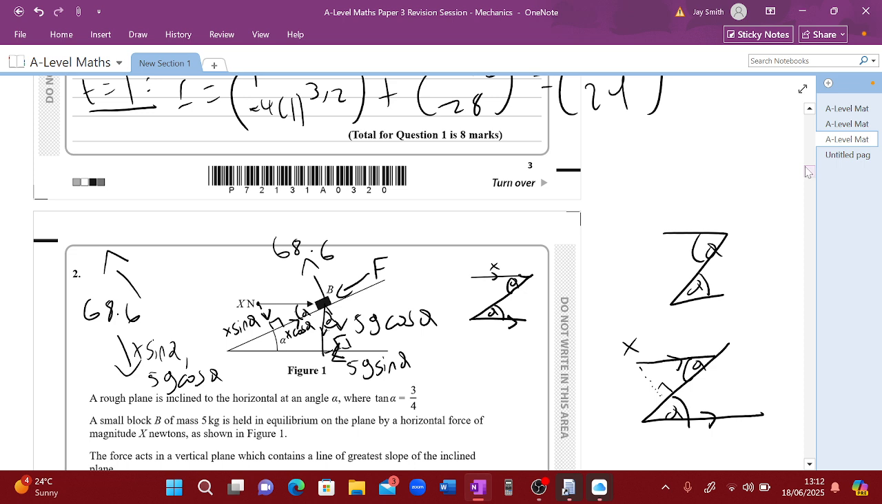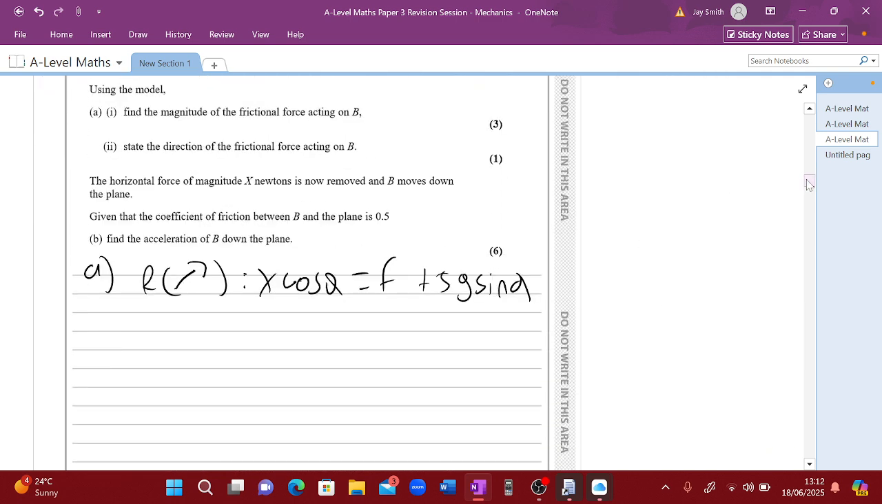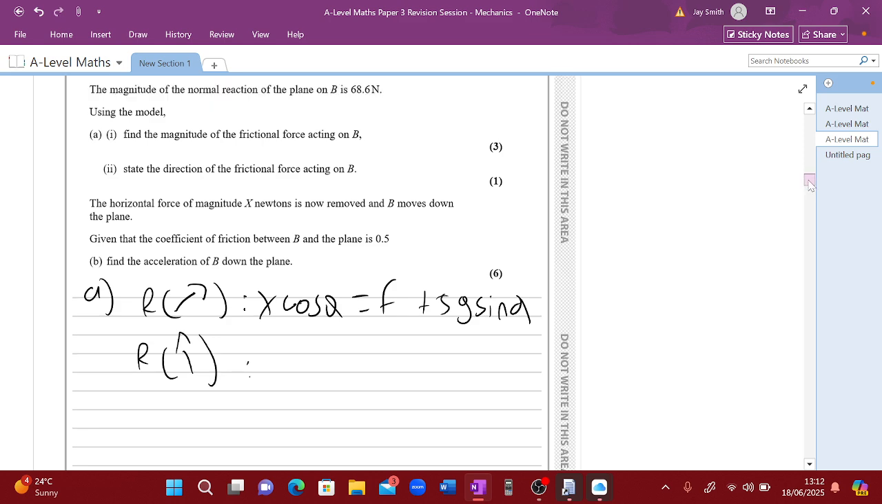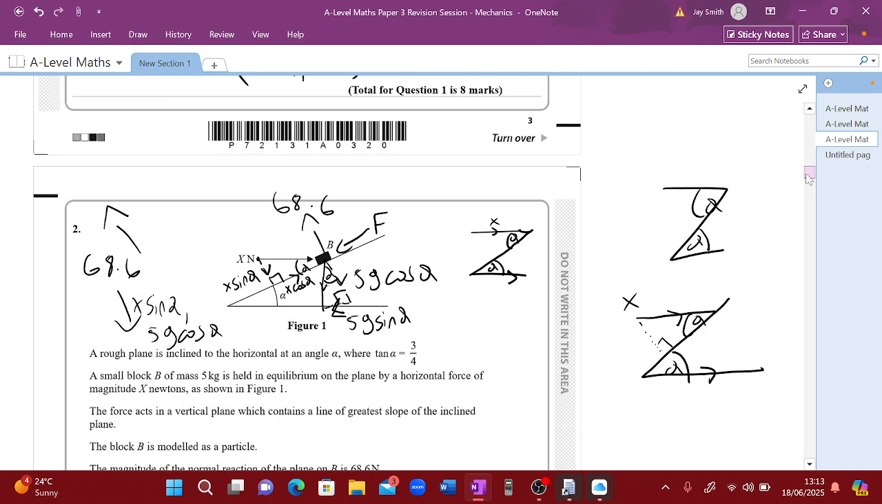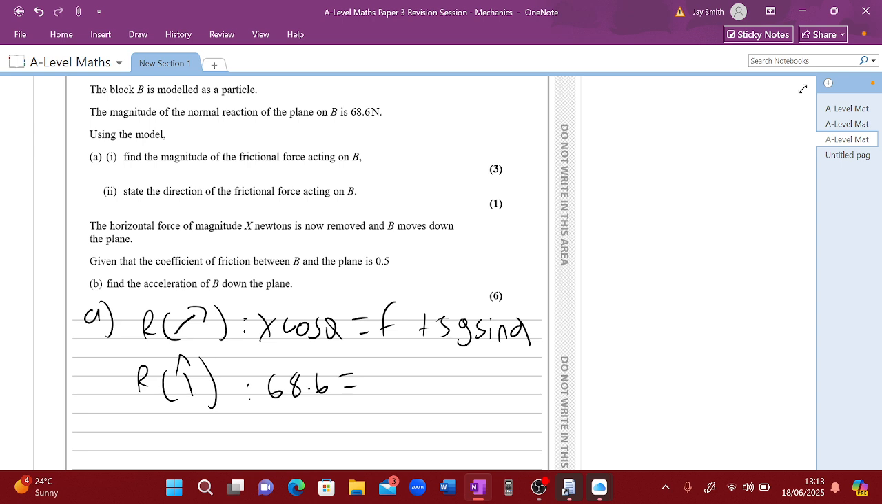I'd say. So then again, the opposite direction would be equal in that direction. So resolving perpendicular, that's going to mean 68.6 is going to be equal to x sine alpha add 5g cos alpha. And so those are our equations, right? Now that's pretty much the hard part of the question.